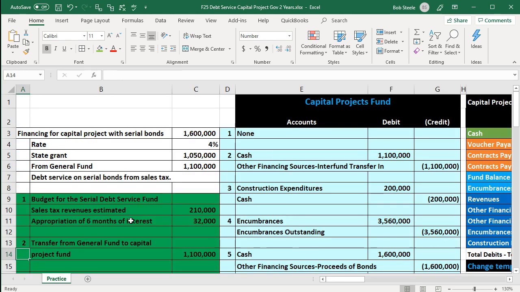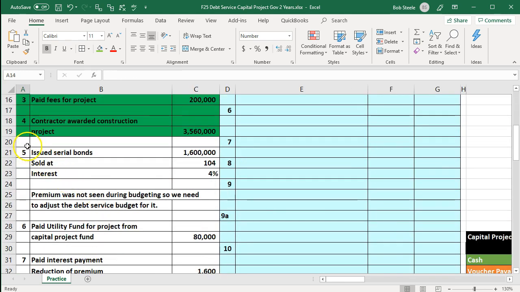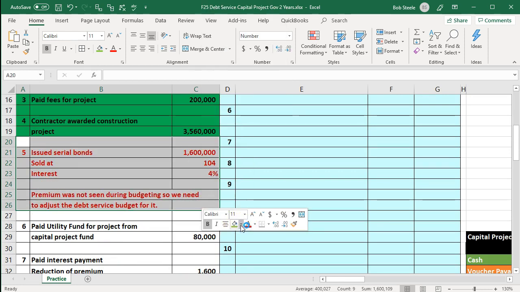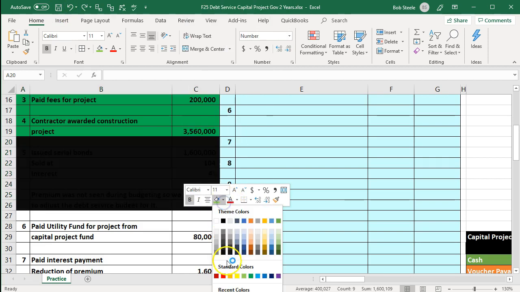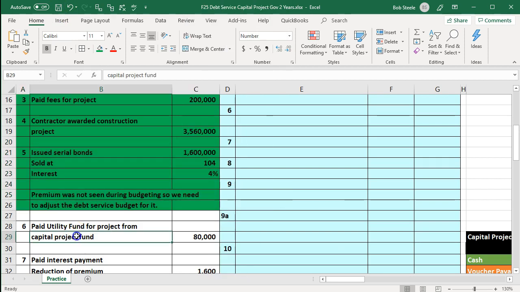Let's see what we have next. We're going to make that green because we've completed it, so that one is going to be green, not red. Don't make it red, or you can if you want, but I'm going to make it green. And then we're on number 6.